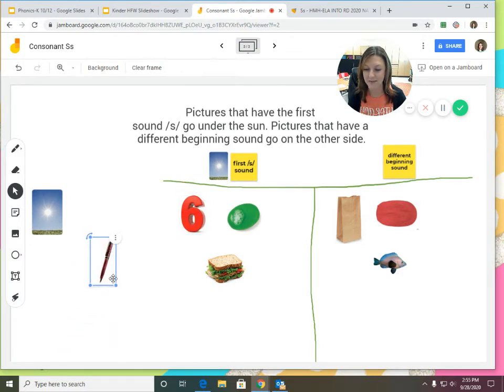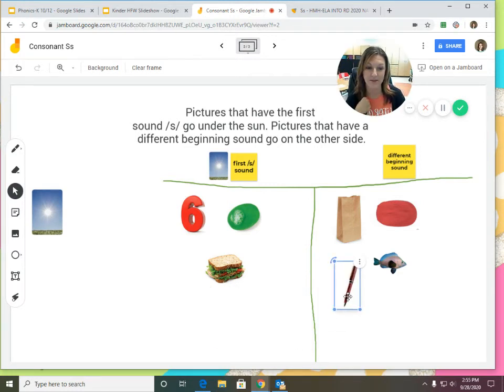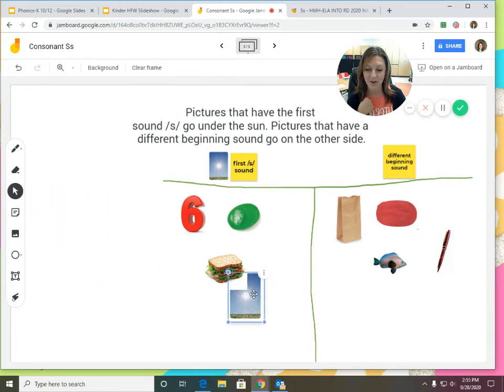Now let's look at this one. Pen. Say that with me. Ready? Pen. Your turn. Pen. Where do I need to put pen? Do I need to put it with sandwich, soap, sun, and 6? Or do I need to put it over here with all of the other sounds? Good job. I need to put it over here because it makes the P sound at the beginning. And sun will go matching it with the sun.